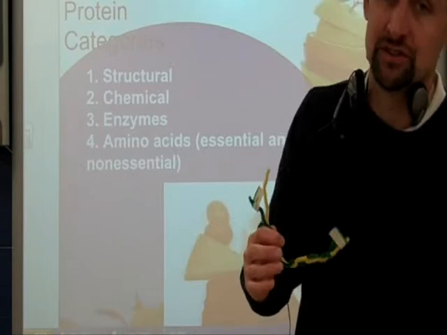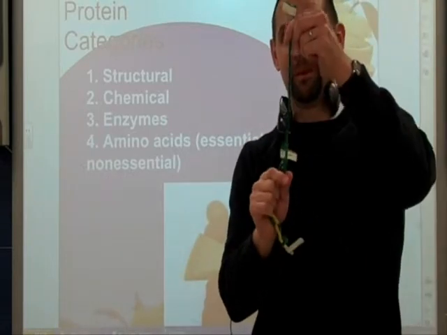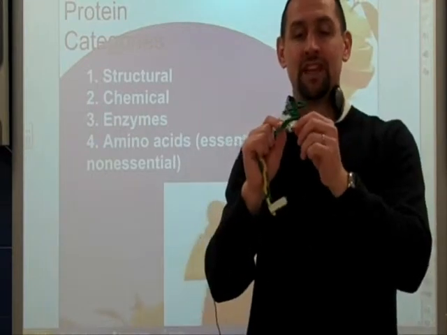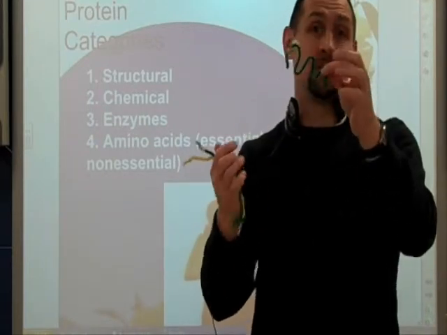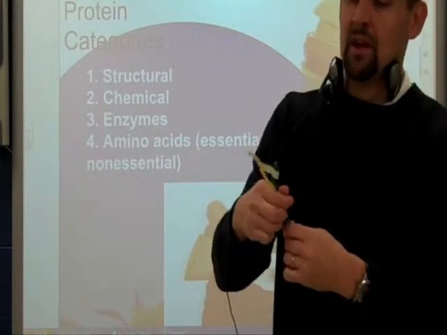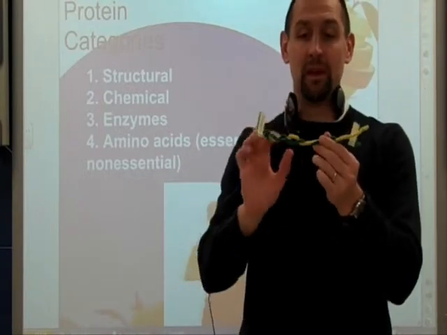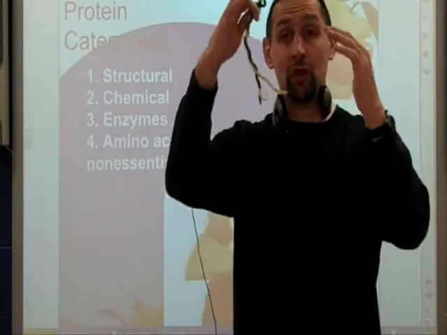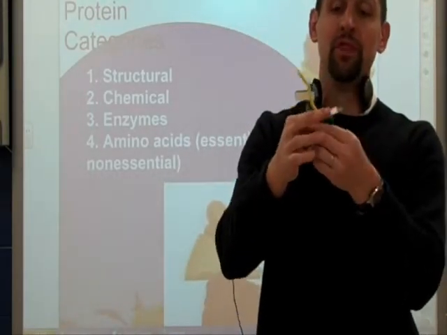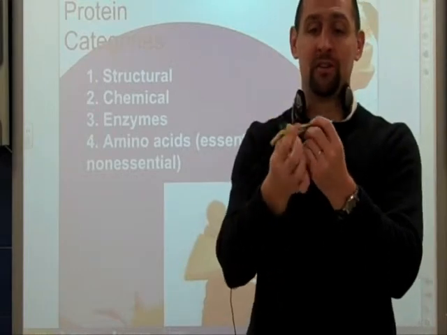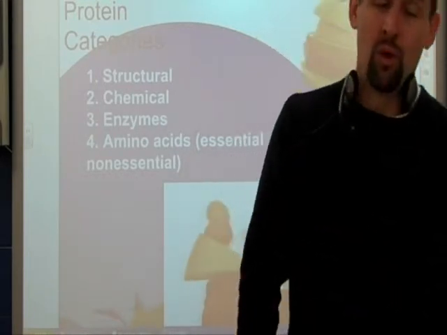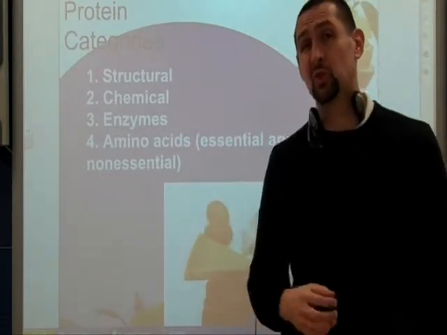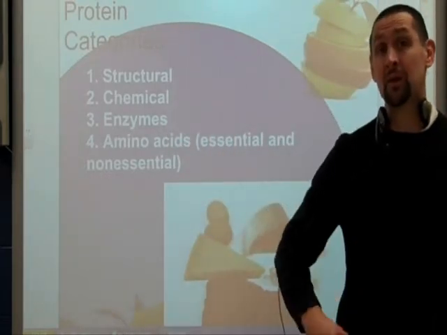So primary is like the first level, just a chain of amino acids. Secondary is the next level. It's like that chain of amino acids now bent into some shape. Tertiary is where they're going to be interacting with some other set of amino acids. And quaternary, or the fourth level, is going to be when those are all bent around into a specific shape. Why is it important that they have these shapes? Because proteins are like tools in your body. The shape of the tool matters.